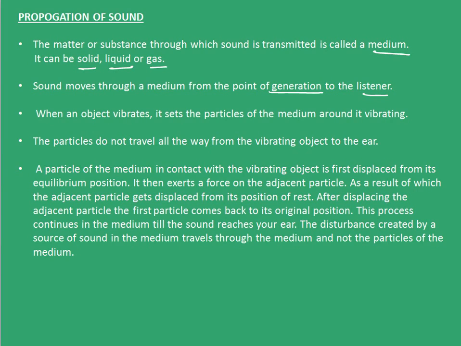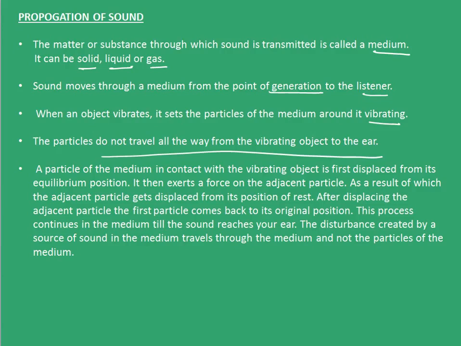When an object vibrates, it sets the particles of the medium around it vibrating. The particles do not travel all the way from vibrating object to the ear. What happens is, the particle that is in contact with the vibrating object first gets displaced from its equilibrium position. Due to this displacement, it exerts a force on the adjacent particle, as a result of which the adjacent particle gets displaced from its position of rest. Now after displacing the adjacent particle, the first particle comes back to its original position. This process continues in the medium till the sound reaches your ear.